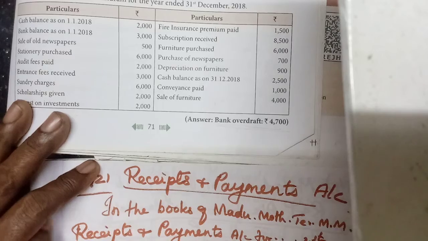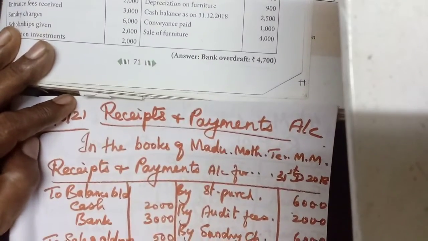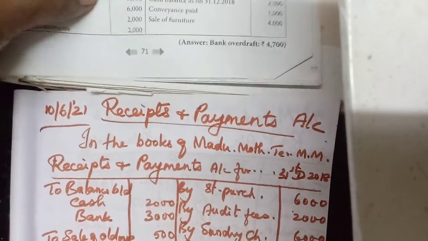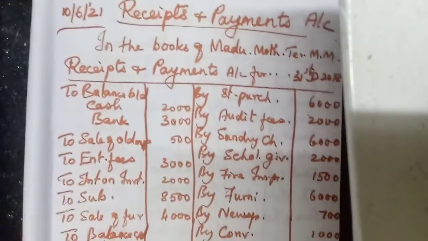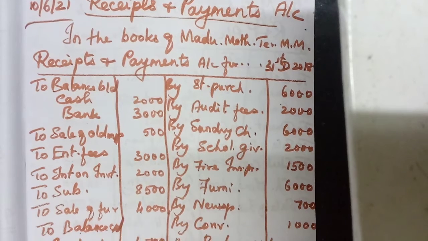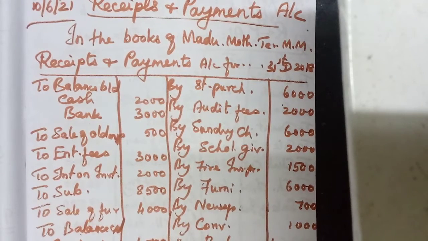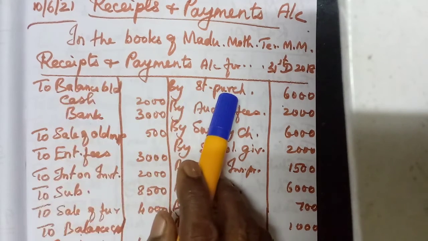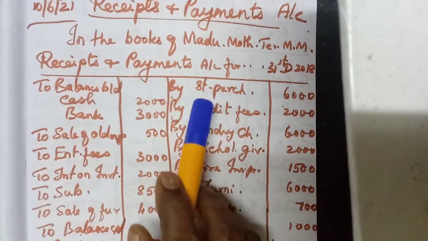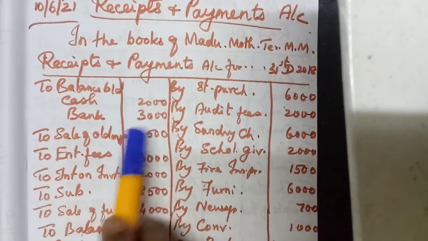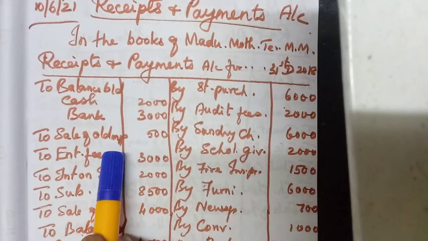Here I have used only one page, but you should use 2 pages. Okay, so you keep the book in front of you. Okay, please take the book in front of you. Page number 71. Okay, I will tell you in order that here receipts, here payments. First one, cash balance. 2, balance brought down, cash, bank. Okay. Now, 2, sale of old newspaper.